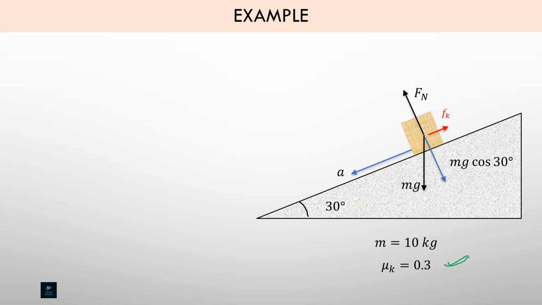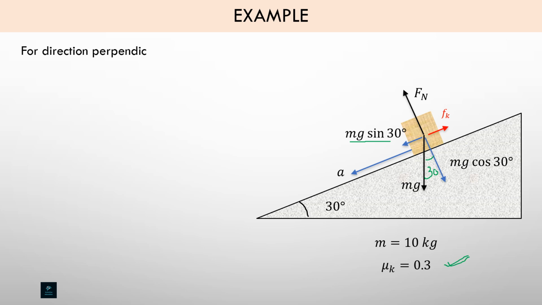So the component of gravitational force in the direction which is perpendicular to the inclined surface is mg cos 30, as this angle is 30 degrees. The component of force which is parallel to the inclined surface is mg sin 30.